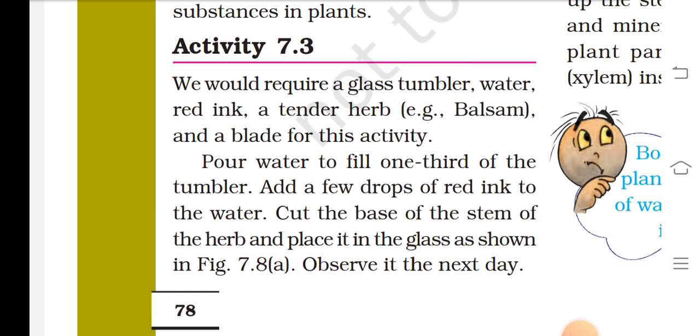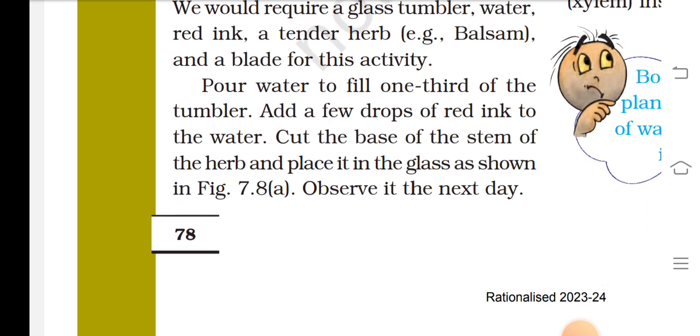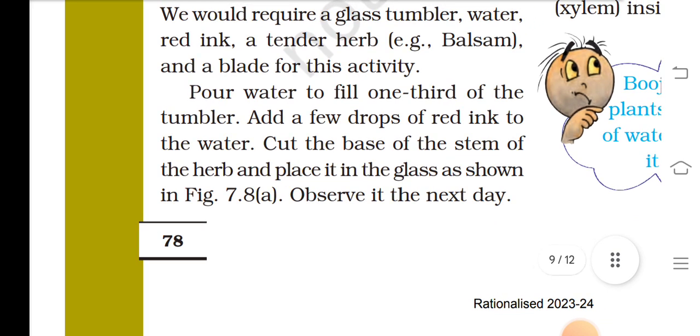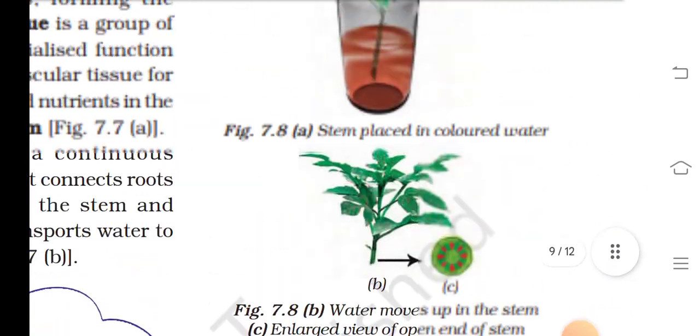We would require a glass tumbler, red ink, and a twig of balsam. Pour water to fill up one third of the tumbler and add a few drops of red ink to the water. Cut the base of the stem, place the twig in the glass and stow it. Figure 7.8. Observe it the next day.